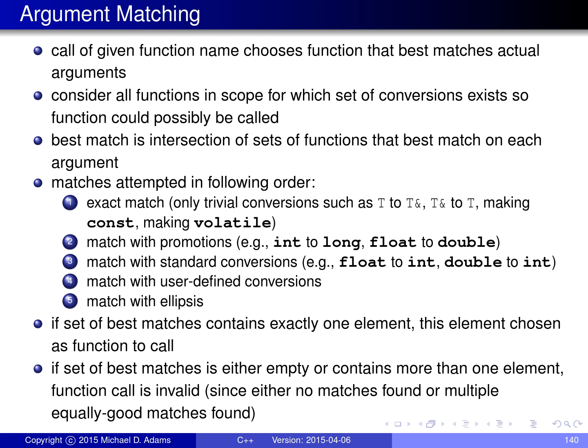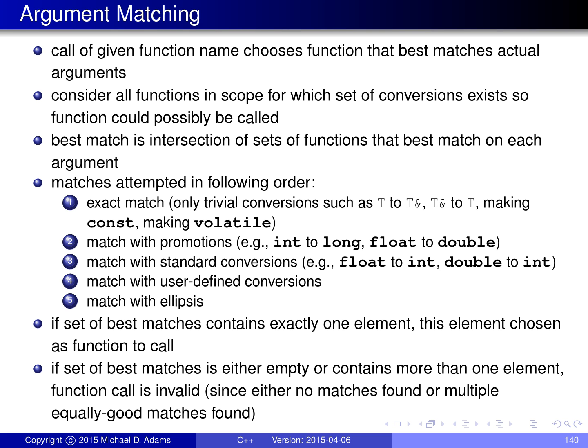And after the set of best matches for each argument has been determined, the best match is computed as the intersection of these sets. And if the set of best matches contains exactly one element, this element is chosen as the function to call. On the other hand, if the set of best matches is either empty or contains more than one element, the function call is invalid, because essentially what this means is either no matches were found, there is no function to call at all, or multiple equally good matches were found. And this is also deemed to be an error as well.